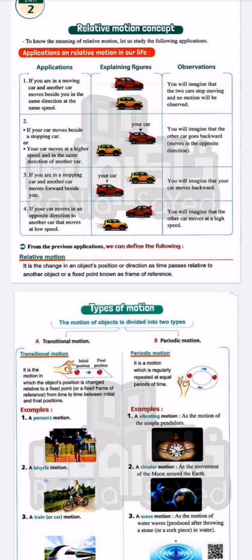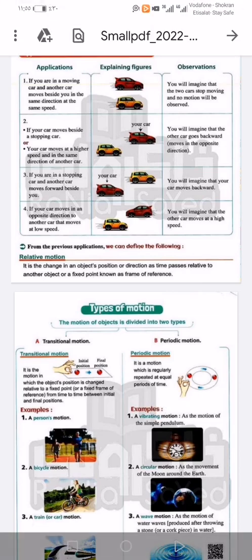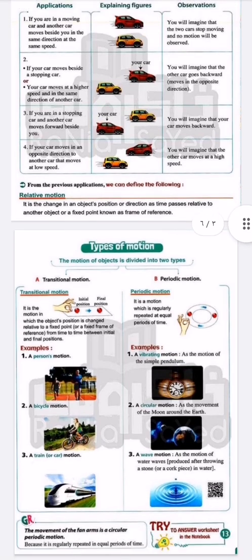What is meant by transitional motion? It is a motion in which the object position is changed relative to a fixed point. It changes from the initial position to the final position, from point A to point B. Example: a person's motion, bike motion, train or car motion. So we have transitional motion.